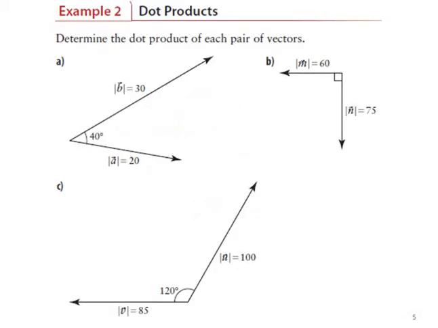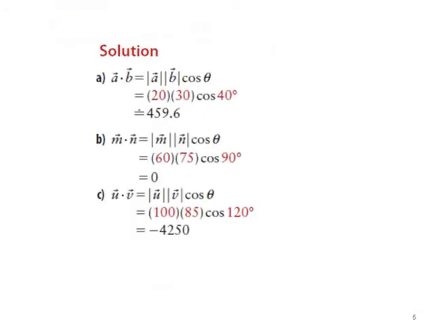Let's see the last part. Part C is going to be vector V and vector U. Magnitude of U is 100, magnitude of V is 85. And the angle between these two is 120 degrees. We are dealing with an obtuse angle. So it's going to be 100 times 85 times cosine 120. The answer is going to be negative 4250. Why is it negative? Because cosine of an angle greater than 90. So whenever the angle is between 90 and 180, the cosine is negative, as we know from trigonometry. So that's why the answer is negative.